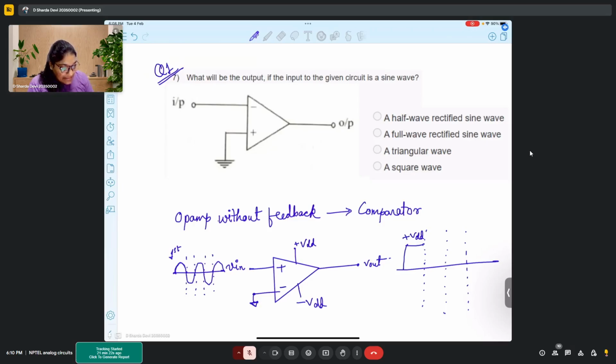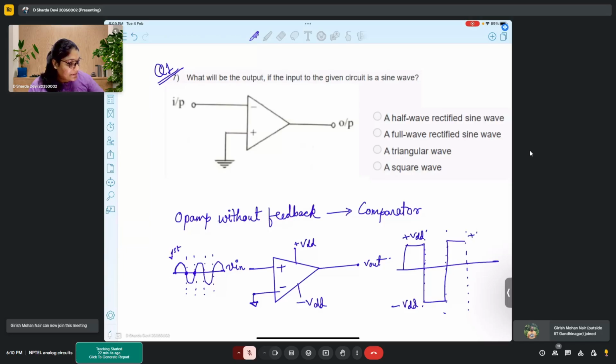Then in the second half cycle, after the 0 crossing, the sine values are all negative. Since the positive terminal has lower voltage compared to the ground terminal, your output saturates at minus VDD. Then you move to the third half cycle, where you again cross the 0 line and your input is greater than 0, which saturates the output at plus VDD. Then it again goes to minus VDD and follows through.